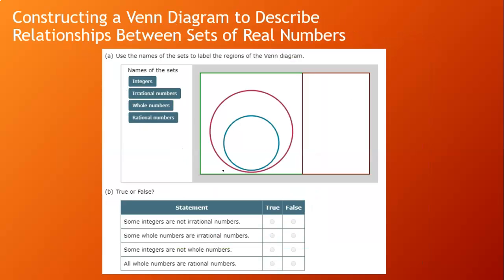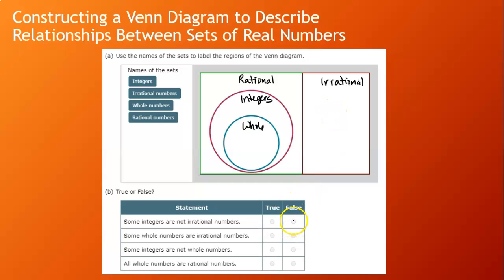All right, now let's describe some sets here. You should have noticed that we now have both rational and irrational numbers in the real number world. Inside the rational numbers, there are some special types, integers, which are the positive and negative whole numbers, and whole numbers, which are only the positive whole numbers. So the first question asks, some integers are not irrational numbers.